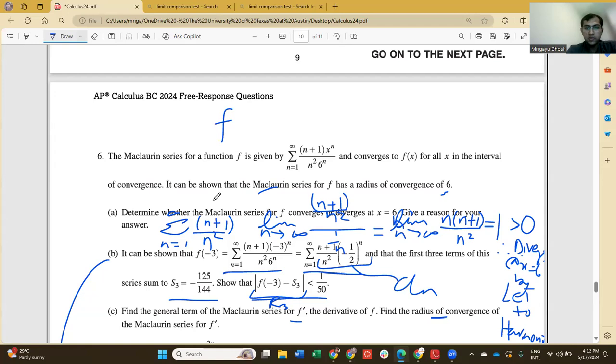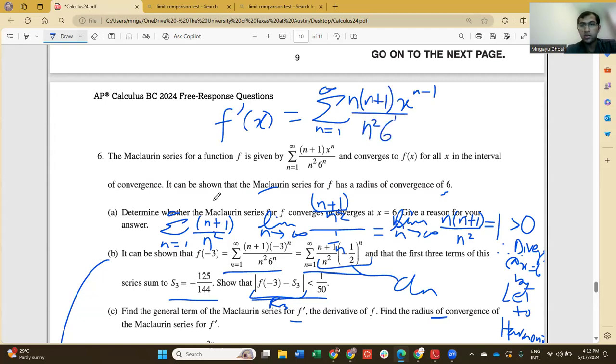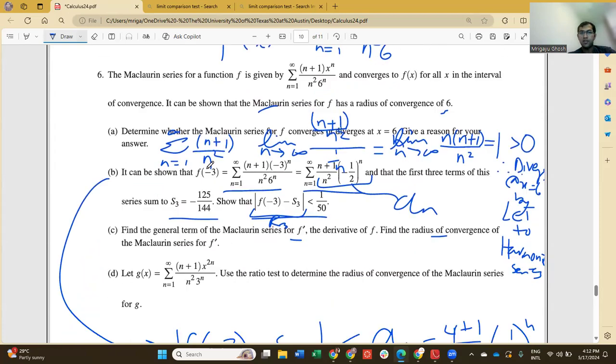F prime of x then has to be the sum from n equals 1 to infinity of n x to the n minus 1. It's just power rule, right? And remember, this is a derivative with respect to x, not with respect to n, right? So we have that over n squared, 6 to the n. And that's it. Yeah, that's literally it. Nice. That's f prime of x.